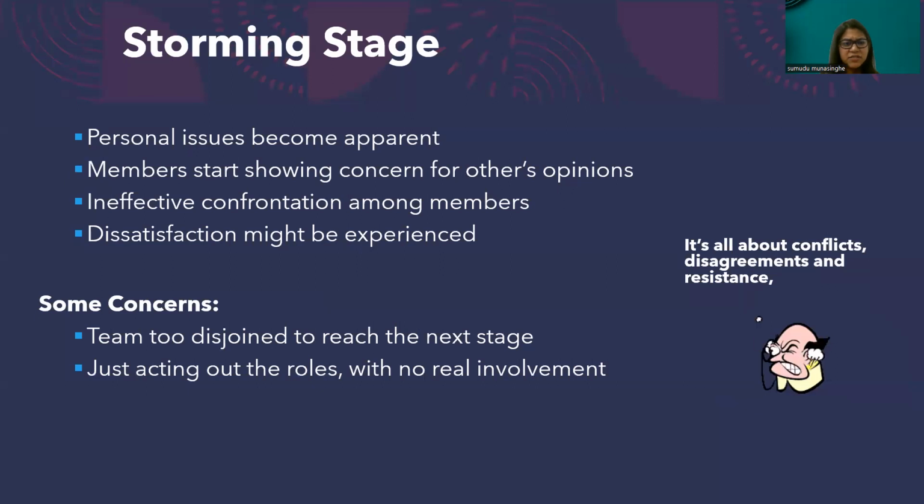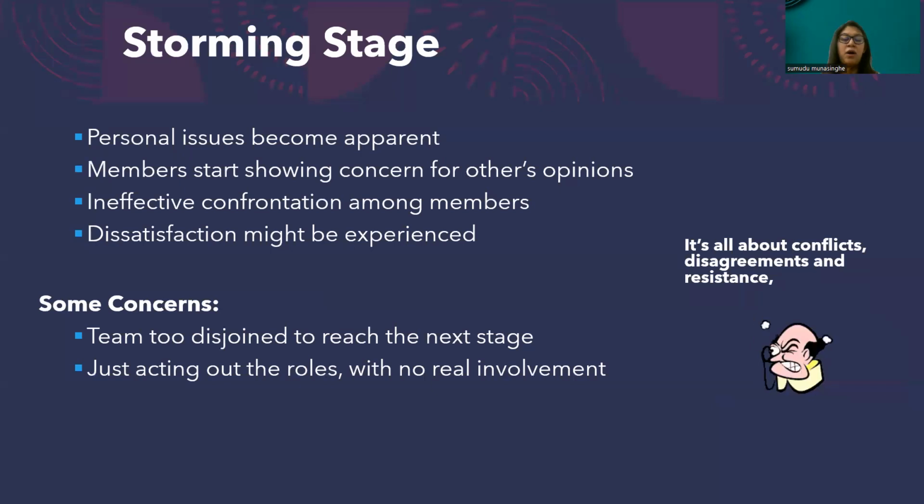As simple as that. And at this stage, the major issue is that the team might be too disjointed to reach the next stage. Members are concerned with their own goals. They are more concerned about finishing off their task rather than focusing on finishing the task as a group. So they might just be acting out the roles with no real involvement. They're doing it for the sake of doing it. So there you will see some conflicts, disagreements, and resistance as well.